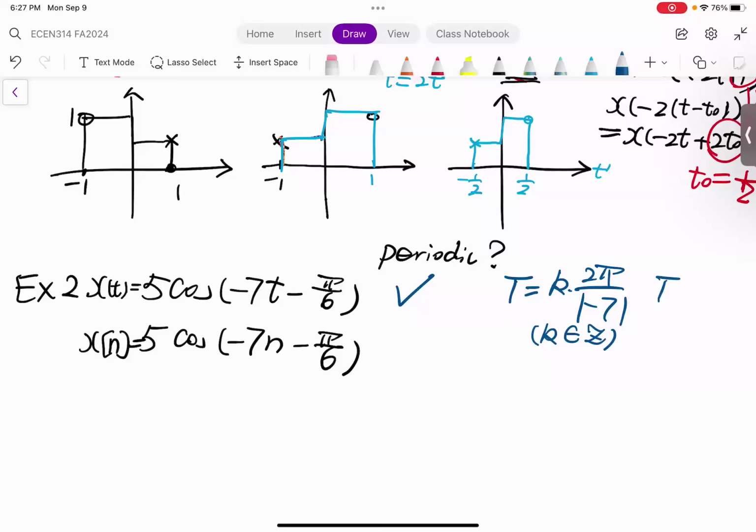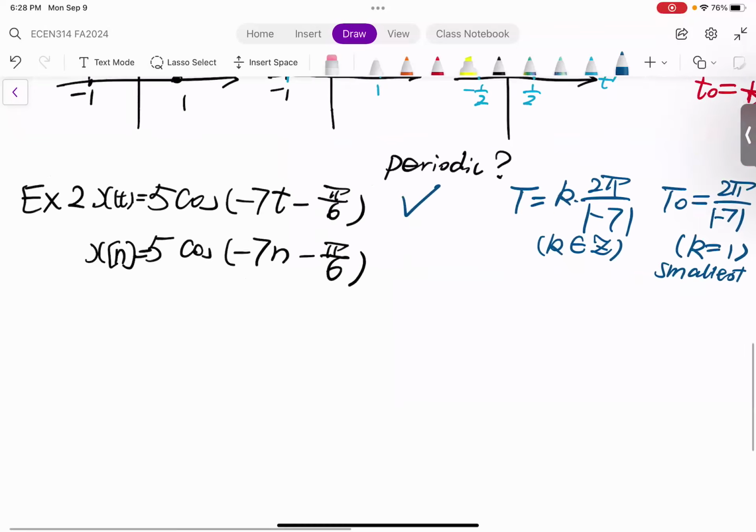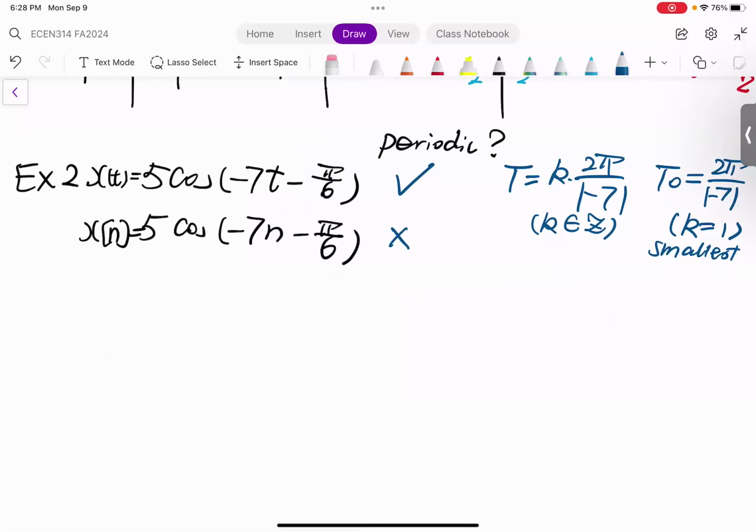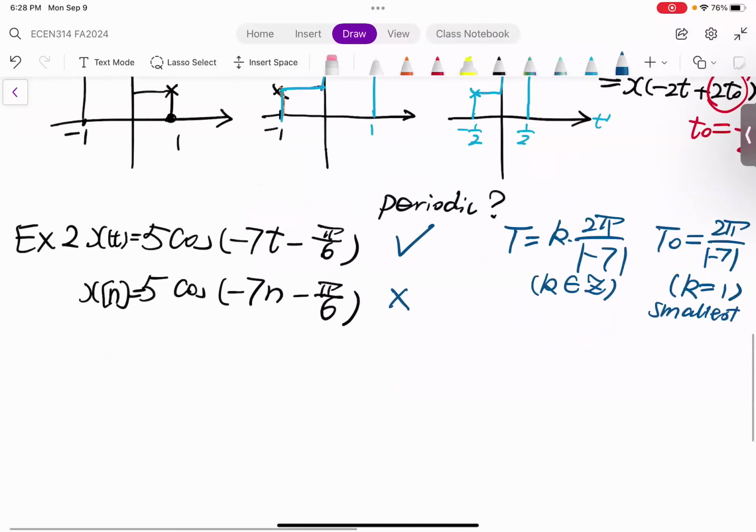So t naught is the smallest t, so that's 2 pi divided by 7. That's when k equal to 1. So that's the smallest. Okay. And that's the conclusion we learned before, right? But in this case, it is not. We can see why it is not by looking at the definition of periodicity.